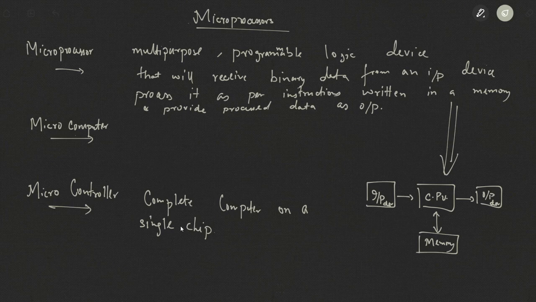Fine. You cannot separate the input from the processor here. You cannot separate the output from the processor here. You cannot separate the memory from the processor here. A microcontroller will have all these things embedded, and therefore it can be used for only some particular application. It will not be a multi-purpose device.